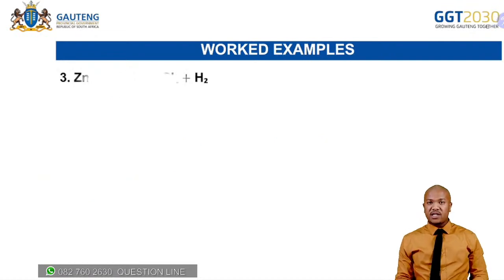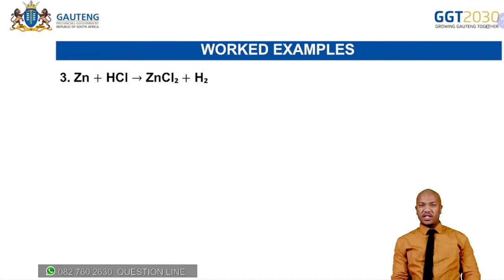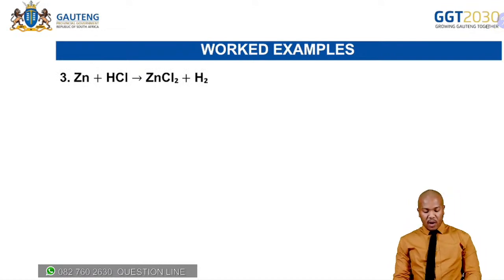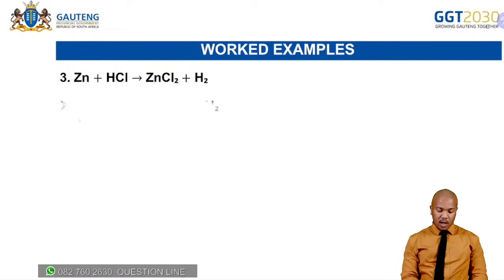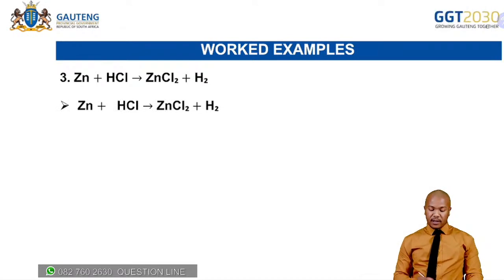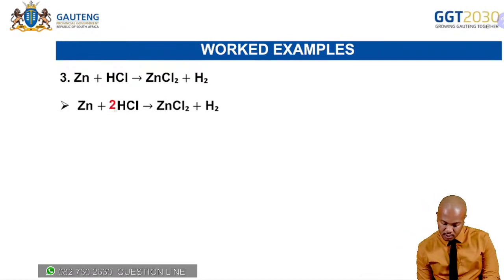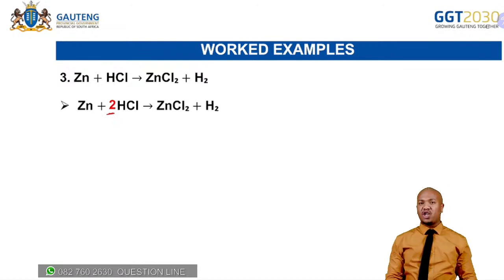Now, last 2 examples, starting off with this one. This one we have zinc plus hydrogen chloride forms what? Zinc chloride and hydrogen, right? So now we can simply add what? A 2 here next to the hydrogen chloride.